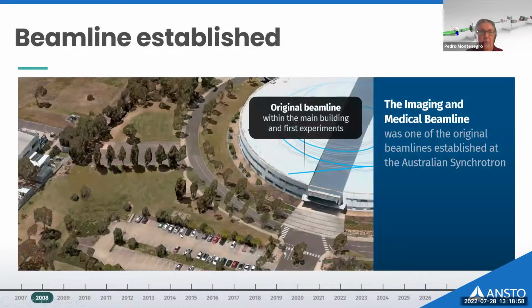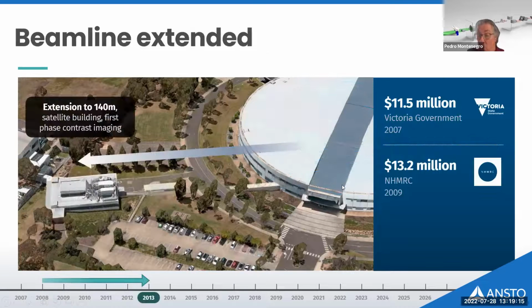So we step back and have a look at what happens from 2008. The experiments were done in the main building, okay? Original Beamline, minimum optics experiment in the main building. And that phase was funded by the Victoria government. And we were just one of the initial 9 Beamlines in the synchrotron. By 2013, things changed a lot.